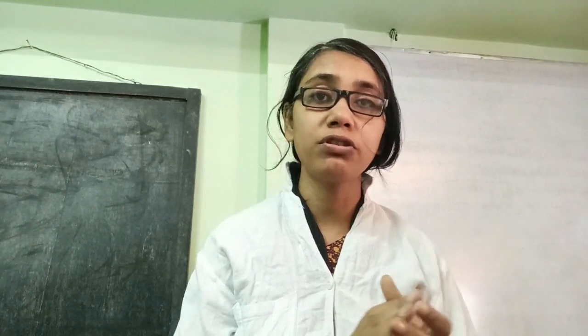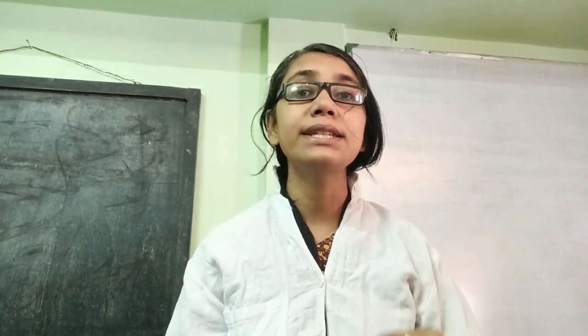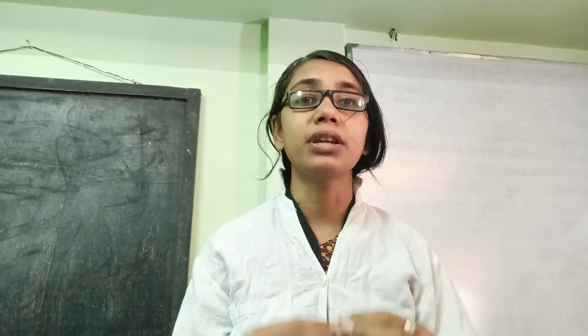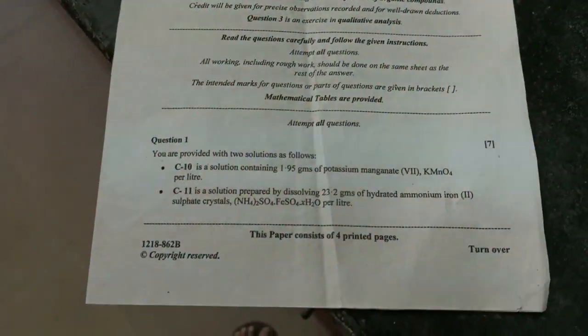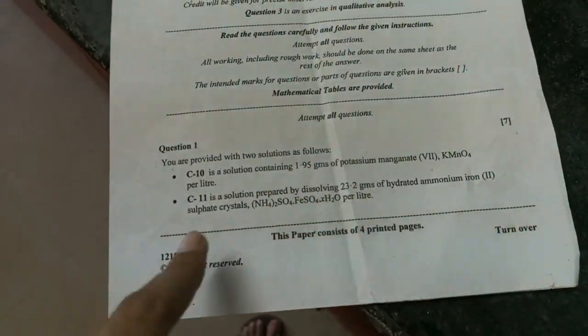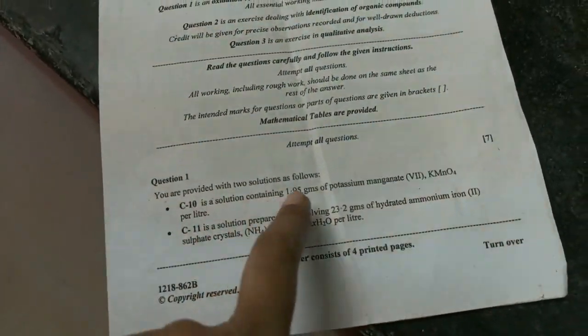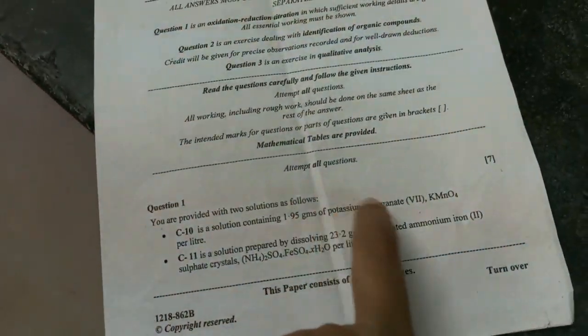Like here, today we will be starting with the first titration, that is potassium permanganate and Mohr's salt titration. So one of them will be unknown, another will be of known concentration. You know that titration is a quantitative analysis. So our target will be quantitatively determining the strength of the unknown solution. So we are going to follow the 2018 question paper where it is written C10: the solution containing 1.95 gram of KMnO4.